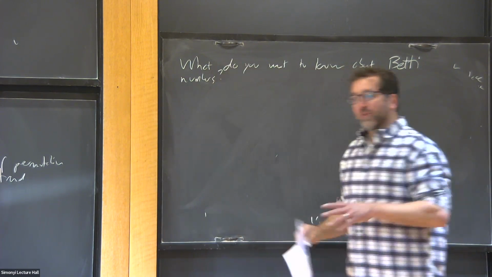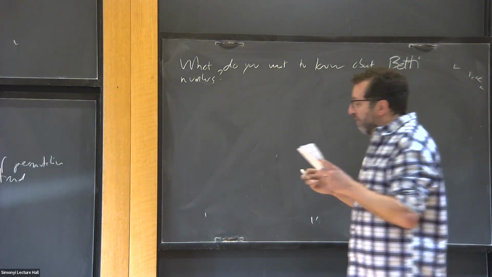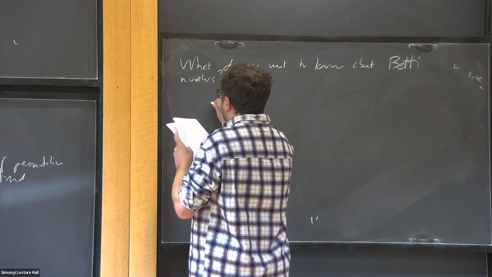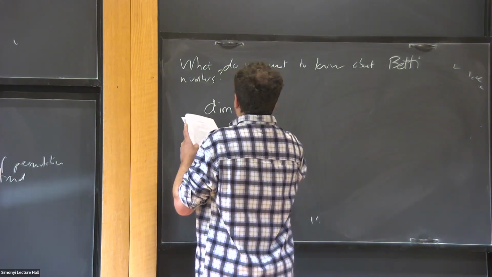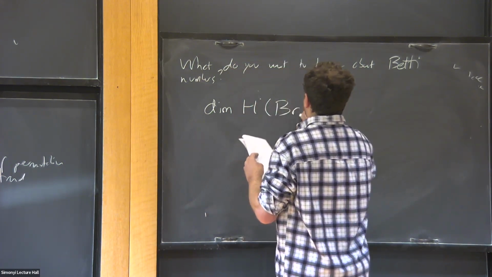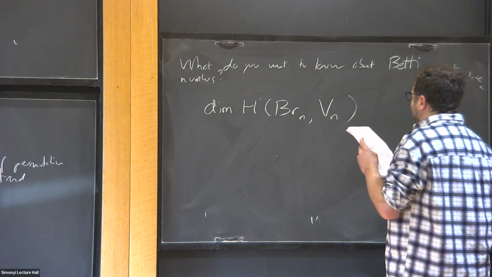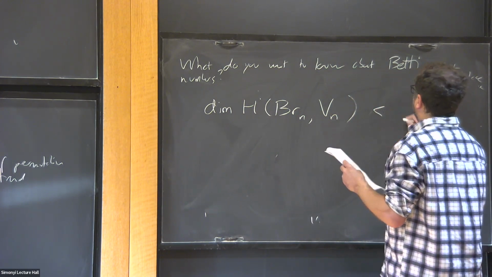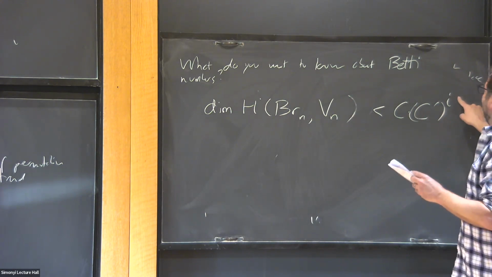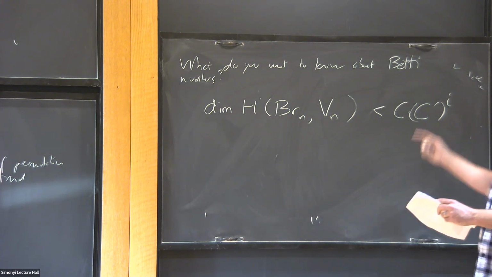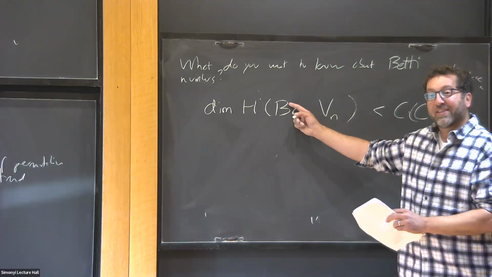And I would say, roughly speaking, there's sort of three tiers of things, or maybe I'll just write two of the tiers. So you could know that the dimension of H^i of the braid group with coefficients in whatever representation is bounded by some constant times some other constant to the i. And you're like, well, what about n? Well, that's the point. What you would like is some bound on this that doesn't actually depend on n.